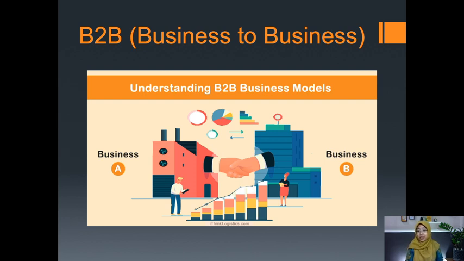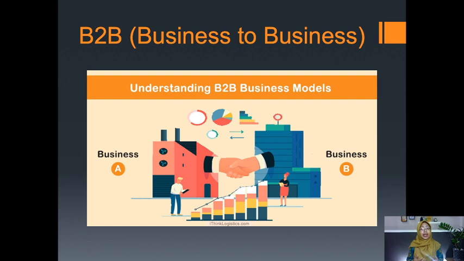Do you have an idea what a business to business transaction is? So, from the illustration, you can see that there are 2 buildings. This is a symbol of 2 businesses, one company to another company. So what does it mean by B2B or business to business? It is an online transaction done by one company to another company.